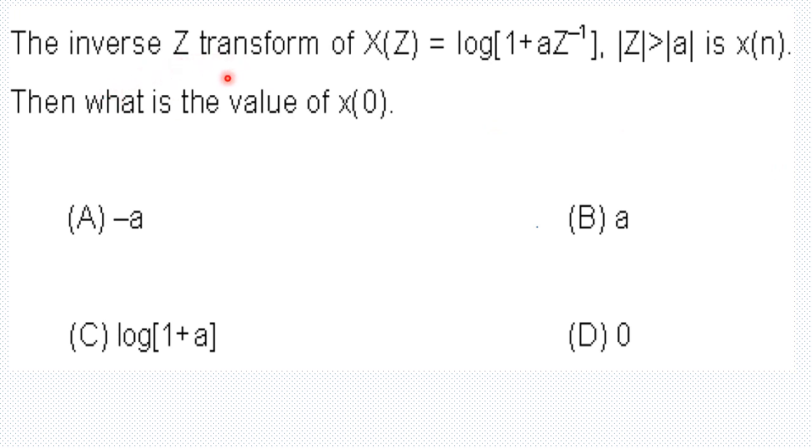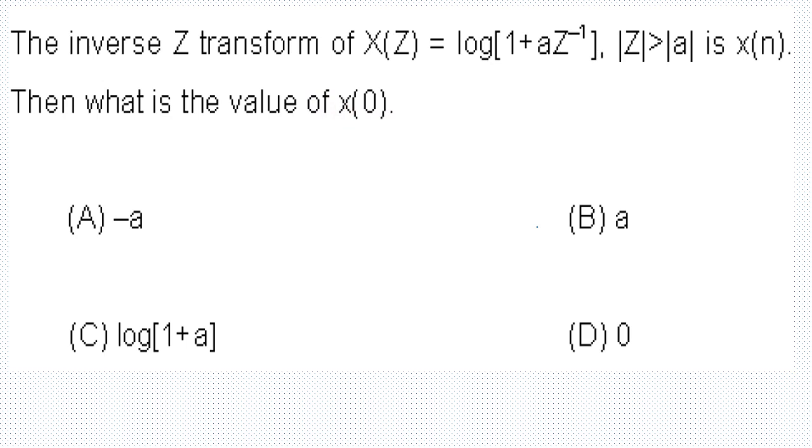He is saying that the inverse Z transform of this is x of n, then what is the value of x of 0? Already he has given the Z transform and he's saying that the inverse is x of n. The ROC is also given to us, which is mod of z more than a. He is asking us to find the value at n equal to 0.